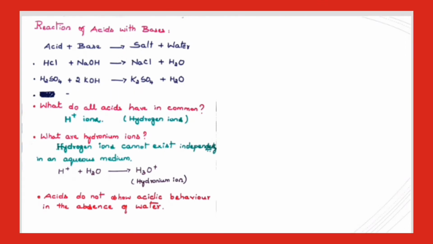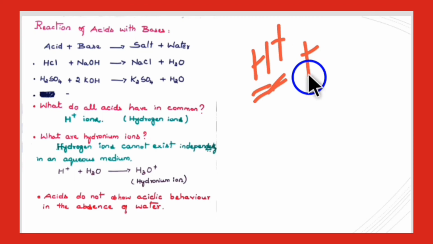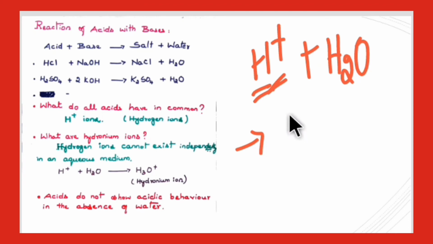Next, moving to a few important questions. What do all acids have in common? All acids have hydrogen ions, H plus ions, in common. Very, very important point: hydrogen ions. Next, what are hydronium ions? Hydrogen ions cannot exist independently in aqueous medium. So these H plus ions combine with water, H2O, and they produce hydronium ions, H3O plus. This is also an important point to be remembered.